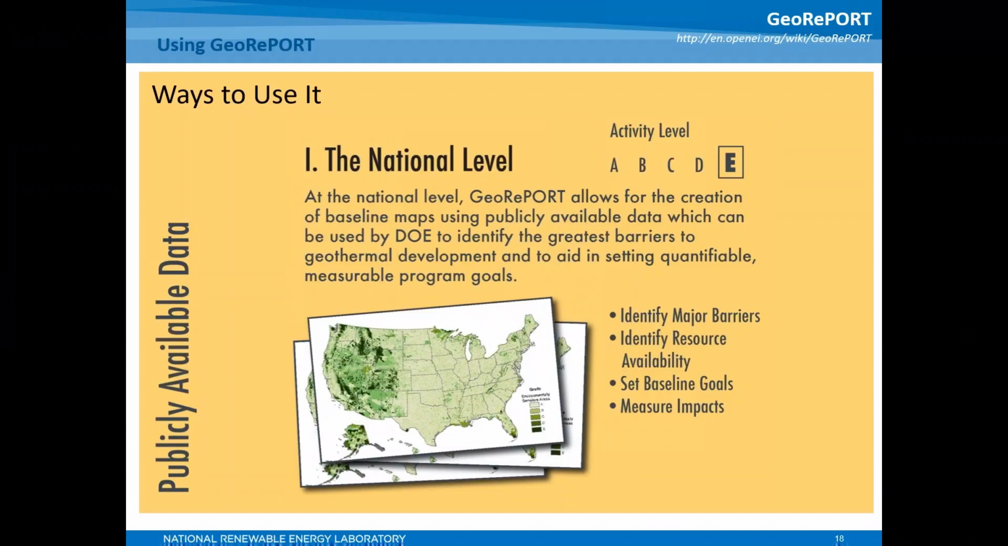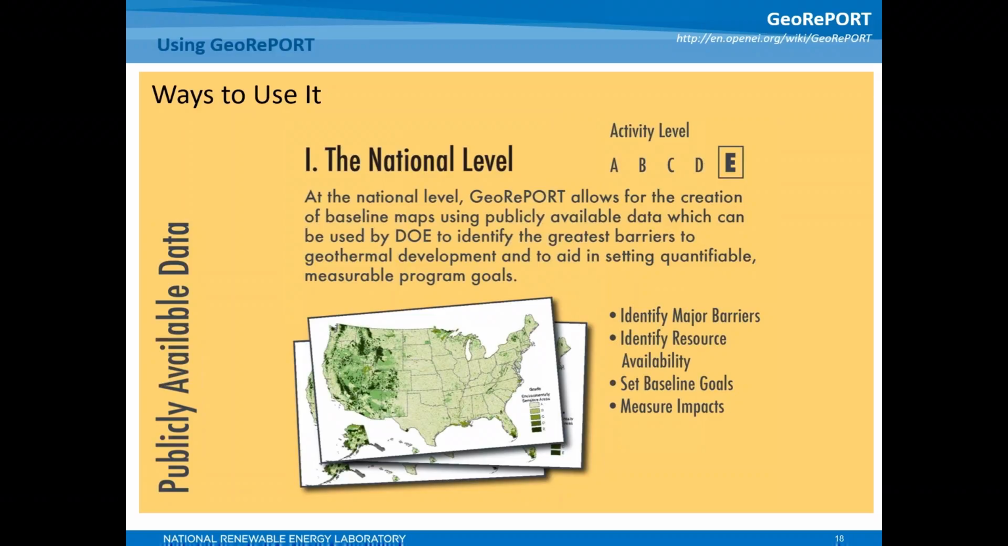Thus far, I've described how to use GeoRePORT to evaluate individual project locations, the portfolio optimization part of GeoRePORT. But as I mentioned, GeoRePORT was created to assist the U.S. Department of Energy's Geothermal Technology Office to identify the greatest barriers to deployment, develop measurable program goals, evaluate proposals, monitor project progress, and report on portfolio performance. So how does GeoRePORT do that?